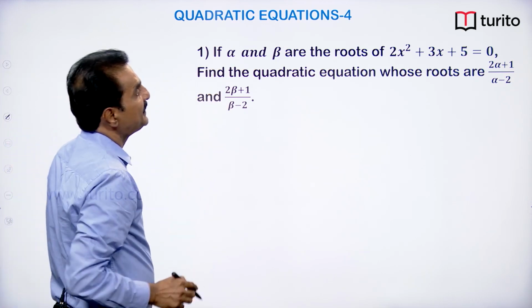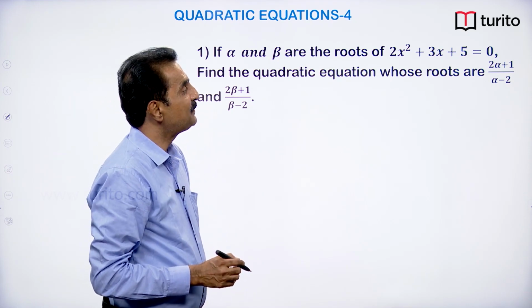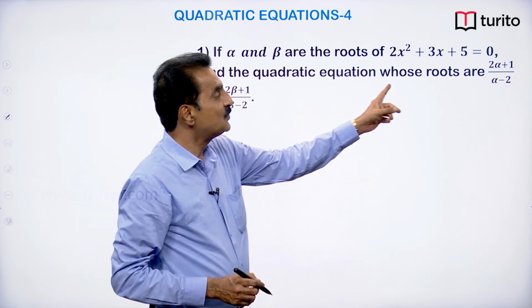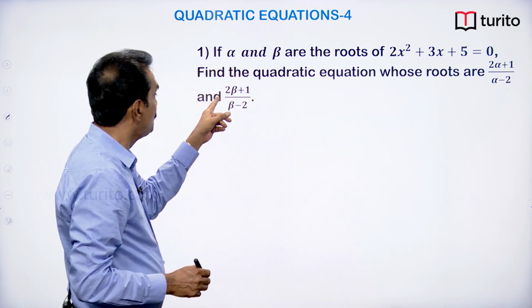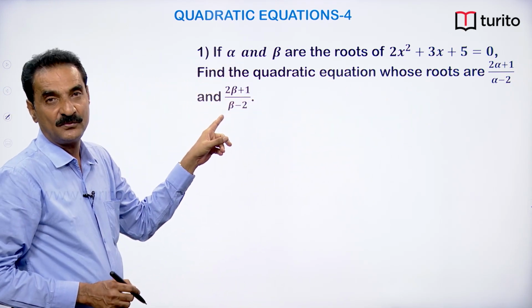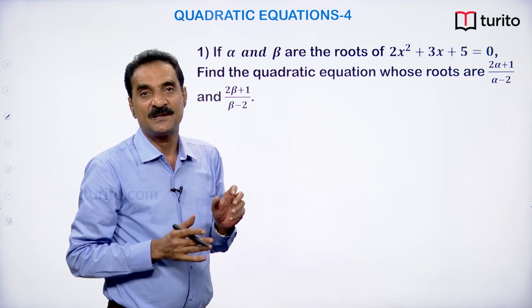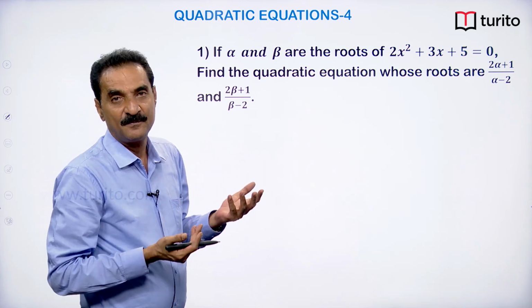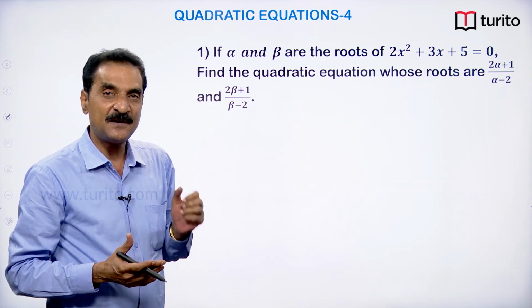If alpha and beta are the roots of the equation 2x square plus 3x plus 5 is equal to 0, find the quadratic equation whose roots are 2 alpha plus 1 by alpha minus 2, 2 beta plus 1 by beta minus 2. I have explained the table only for the procedure, but the transformation can be anything like this. Then we have to follow the general procedure and find the answer.